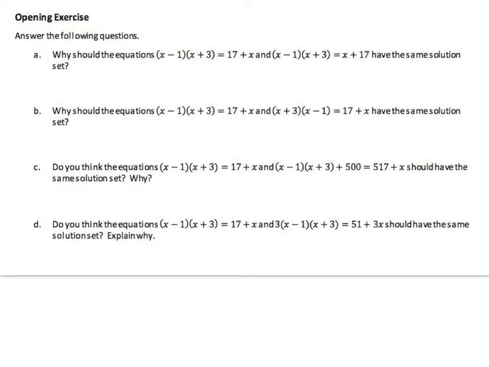First of all, why should the equations (x minus 1)(x plus 3) equals 17 plus x, and (x minus 1)(x plus 3) equals x plus 17 have the same solution? We learned about the commutative property earlier in the unit. The commutative property of addition. All we did here was take this part and flip them around in a different order.